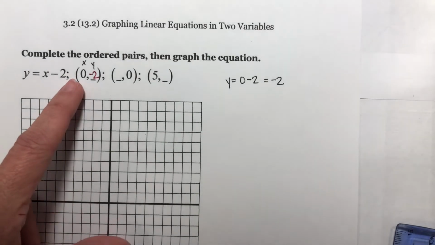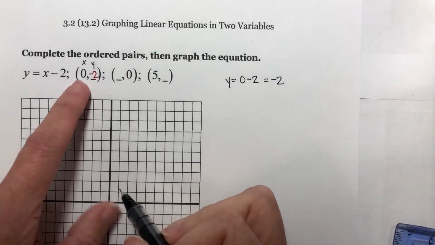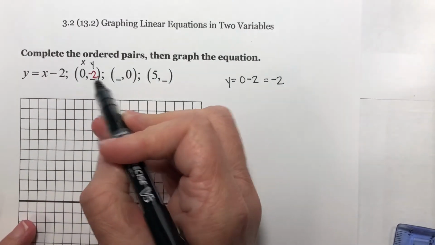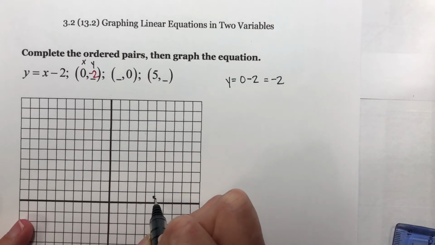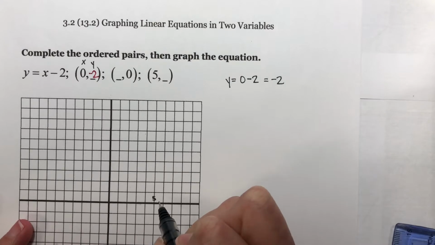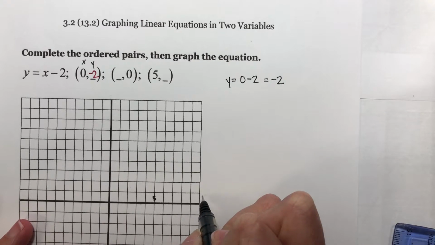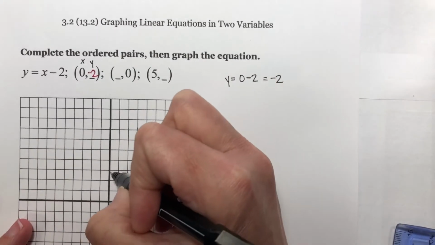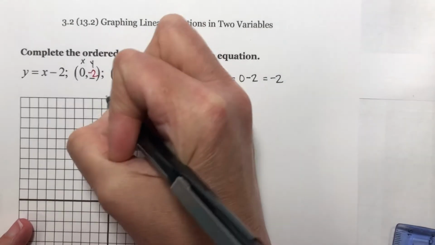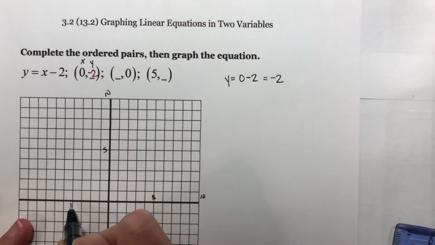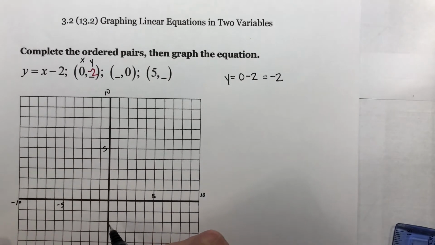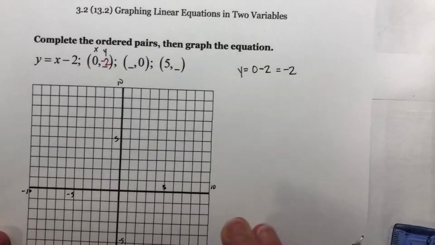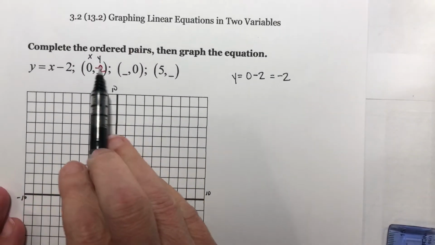Let's go ahead and plot that point. This needs to line up with 0 on the x-axis. I'm going to put 5 and 10 on here, just so that it's easy to tell where we are. Okay, so now let's plot the point 0, negative 2.